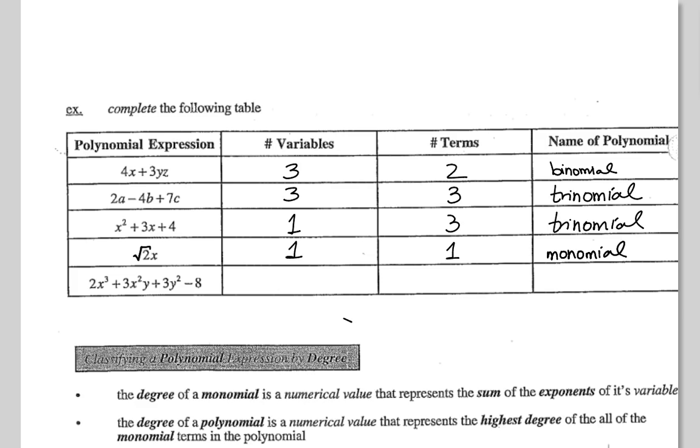Now the last one, how many terms and how many variables? 4 terms, and x and y makes 2 variables. Because it's a 4-termer, I don't have a special name for it, so I'm just going to call it a polynomial. You could call it a four-nomial. Maybe you could call it a quadnomial or a tetranomial. I don't know.